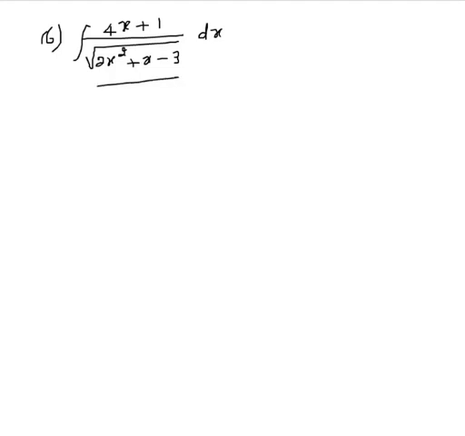Now questions 16 to 23 come under this type. But the 16th question is very easy. Integral of (4x plus 1) divided by root of (2x square plus x minus 3) dx. Here if you notice, the differential of the denominator, that quadratic term 2x square plus x minus 3, differentiate it, gives 4x plus 1, so the differentiation is in the numerator.